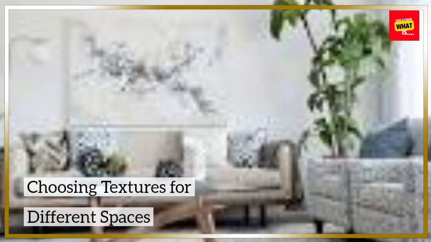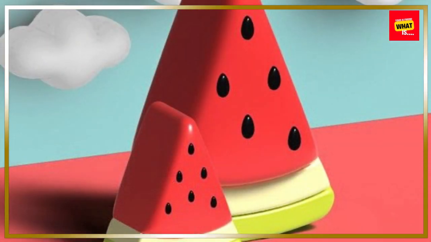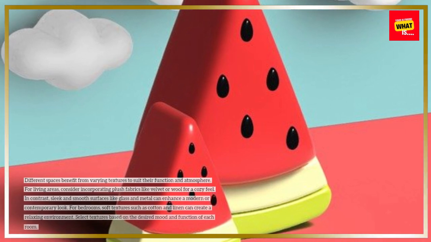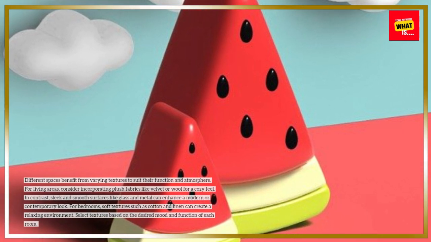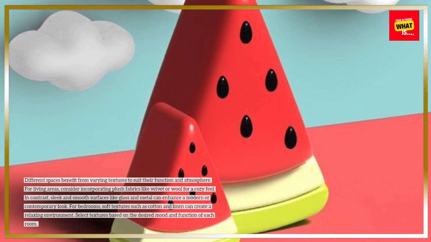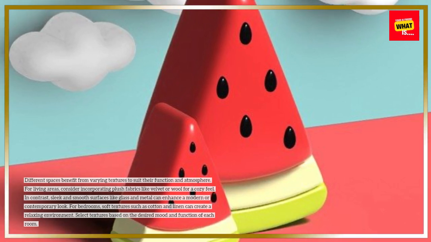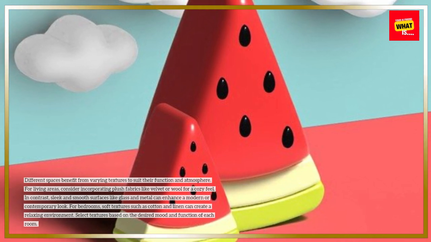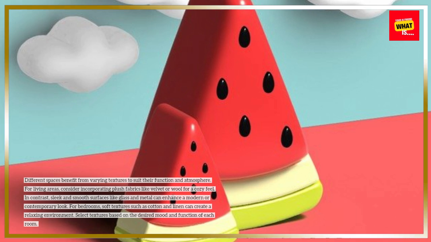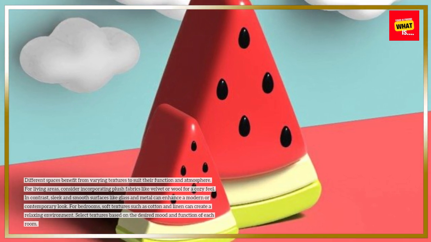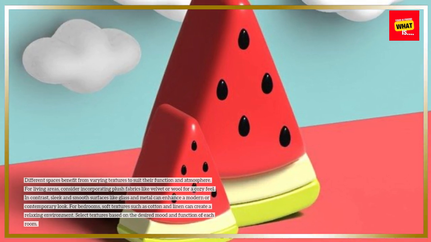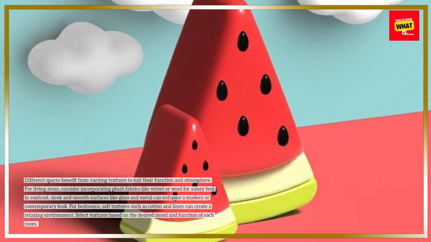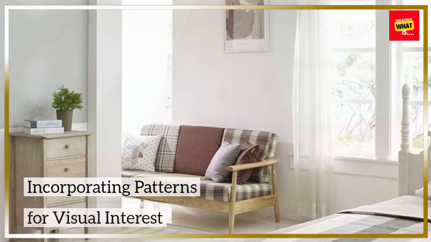Choosing textures for different spaces. Different spaces benefit from varying textures to suit their function and atmosphere. For living areas, consider incorporating plush fabrics like velvet or wool for a cozy feel. In contrast, sleek and smooth surfaces like glass and metal can enhance a modern or contemporary look. For bedrooms, soft textures such as cotton and linen can create a relaxing environment. Select textures based on the desired mood and function of each room.